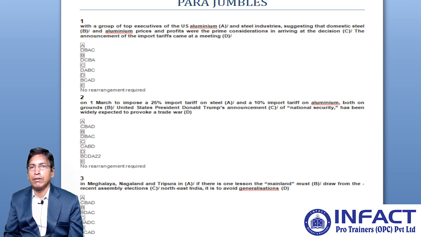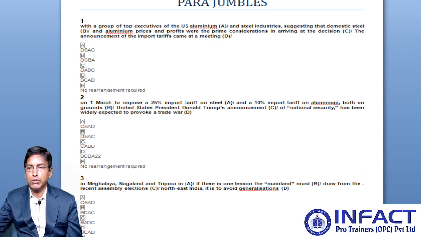From going through the statements, we can understand that statement D seems to be the first statement. The announcement of the import tariffs came at a meeting with a group of top executives, that is A, with a group of top executives of the US aluminum and steel industries suggesting that domestic steel and aluminum prices and profits were the prime consideration in arriving at the decision, which is the last statement. So the sequence should be D, A, B, C, which will be more meaningful. So now let us move to question number 2.